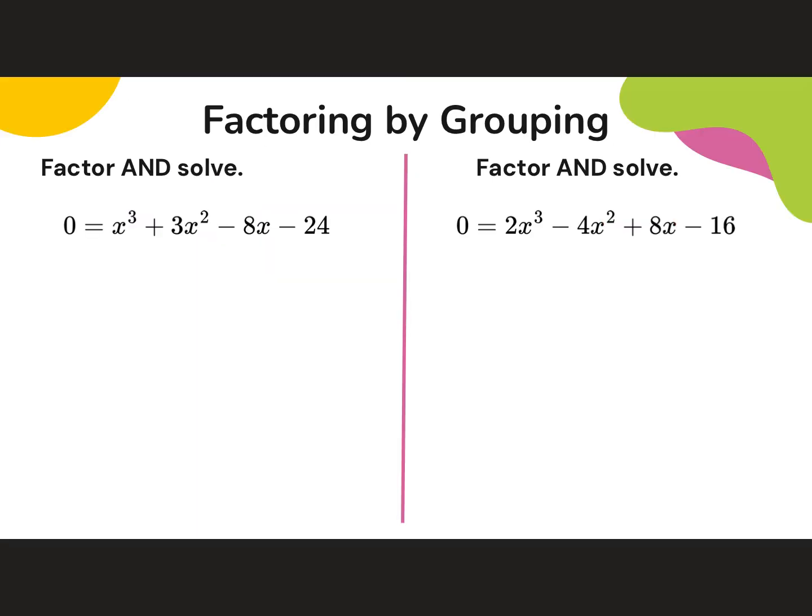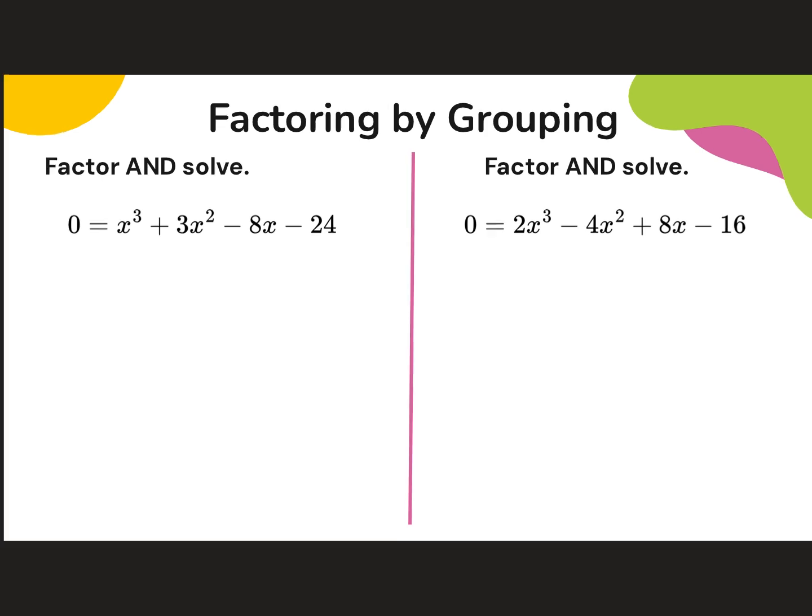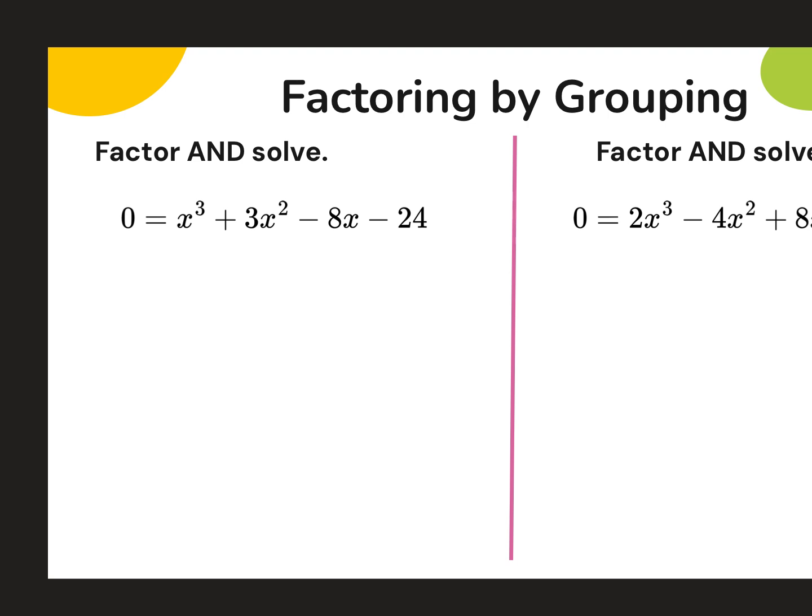Next up, we have factor by grouping. So we're going to factor as much as possible and then solve by setting each factor equal to 0. So starting with this one on the left, we factor by grouping by breaking down our polynomial into 2 groups of 2, and then we're going to GCF each half.